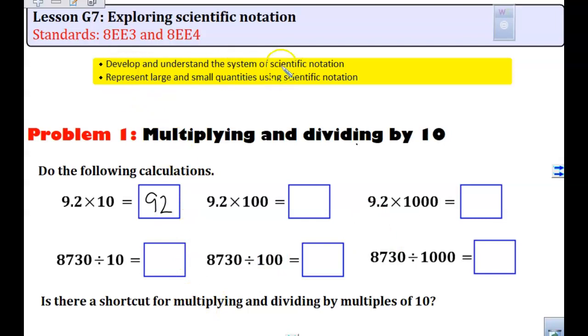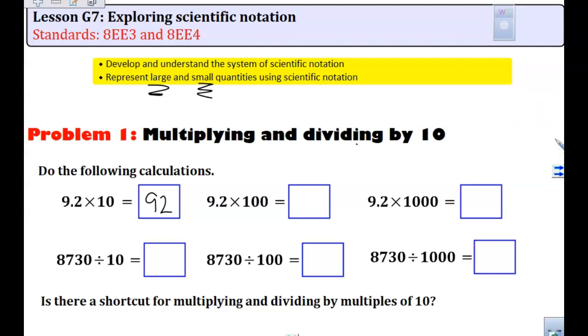So we're going to understand the system of scientific notation. We know that's from science, where you've started working with really large and really small quantities. Okay? So today we're going to be developing that. We're going to look at both lessons 7 and 8 today.